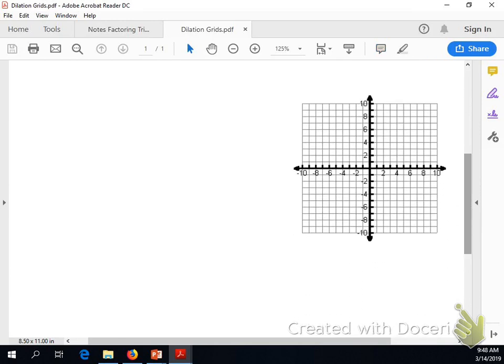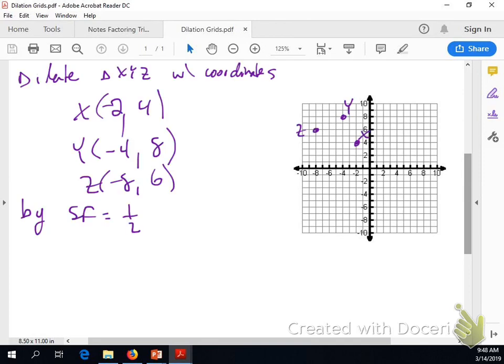And in the second grid, we'll set up a dilation. Okay, so I'll set it up for you really quick. We're wanting to dilate triangle XYZ with those coordinates and do it by a scale factor of 1/2, and the center of dilation again is going to be the origin, right? And that way we can just take our scale factor and multiply it into all of our coordinates here. And so X prime becomes, since it's 1/2, we're just going to divide everybody by 2.